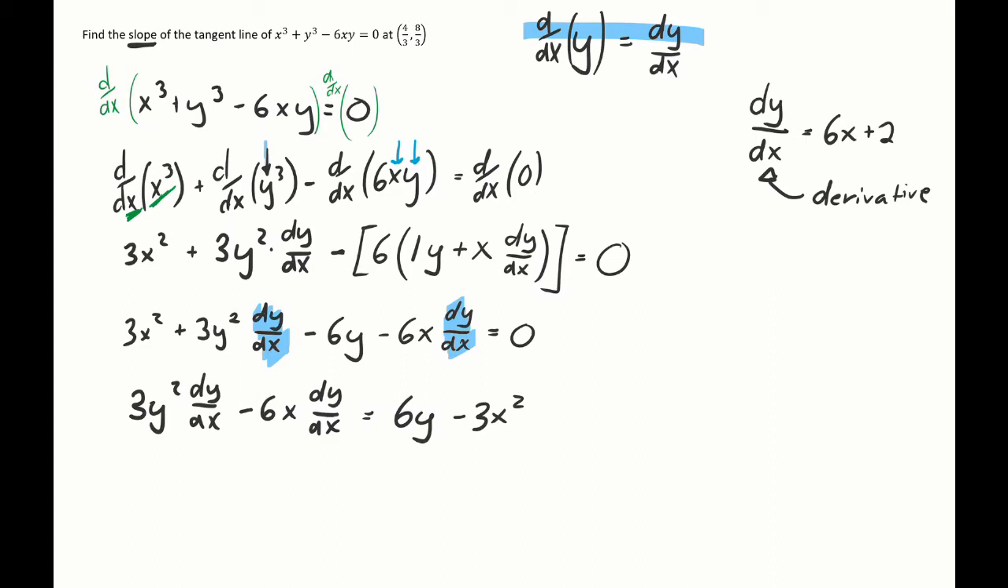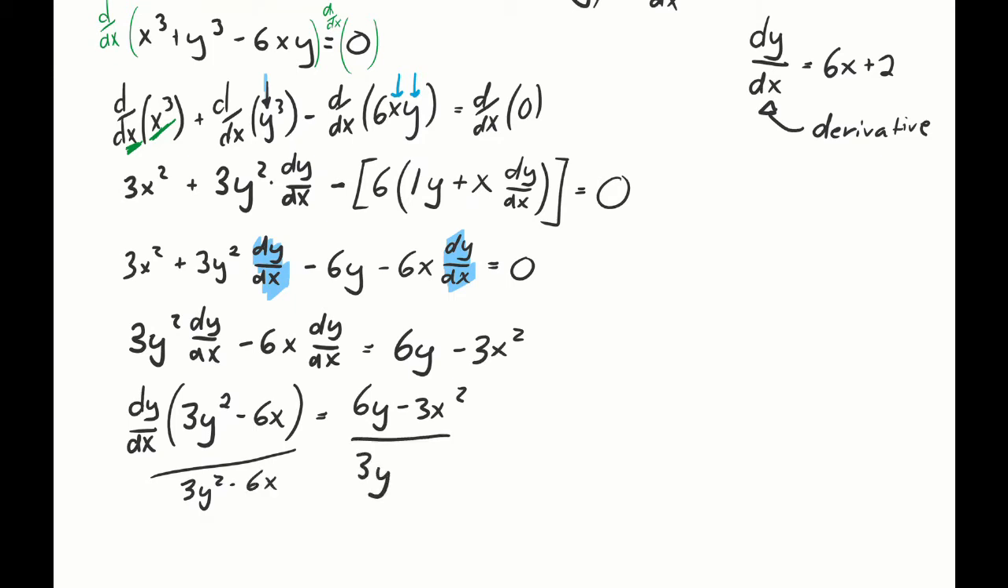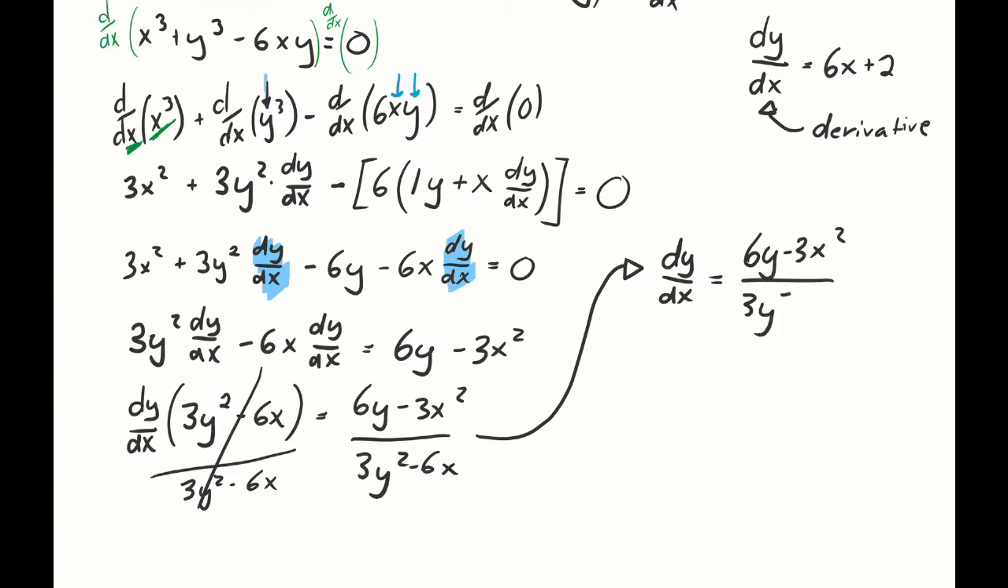All right, and then on the left side, algebra skills here, we are going to factor out a dy dx. So I have dy dx times 3y squared minus 6x equals 6y minus 3x squared. And notice we can divide both sides by 3y squared minus 6x. And voila, those cancel out, so I've solved for dy dx. So let's write this one more time. I have 6y minus 3x squared over 3y squared minus 6x. So what does dy dx mean? It means the derivative. So the derivative is equal to that complicated looking function. The slope of the equation is equal to this. This is our derivative. This is what we've been looking for.